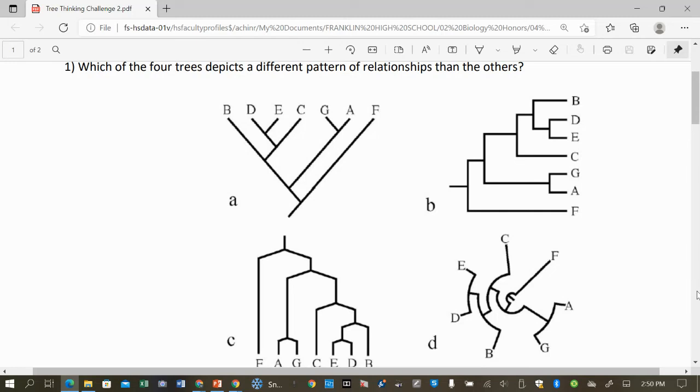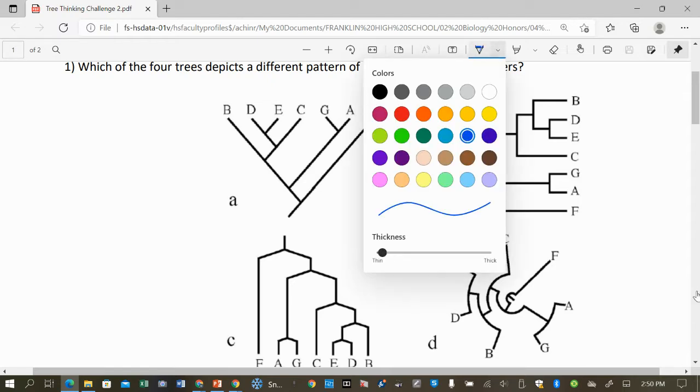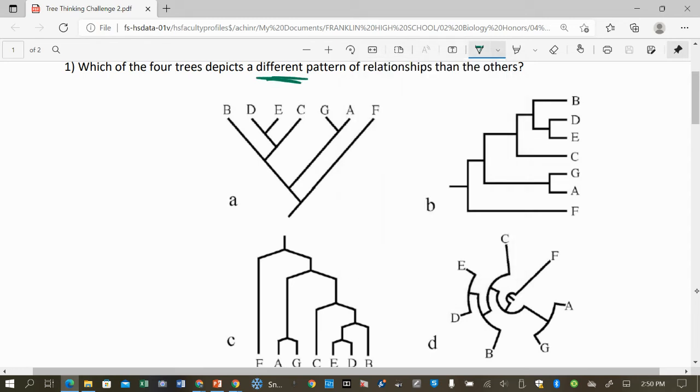Welcome to AP Biology. Today I want to go over Tree Thinking Challenge 2 because a lot of students struggle with it. So this one tells you to find the one that depicts a different pattern of relationship than the others. So let's look for that.